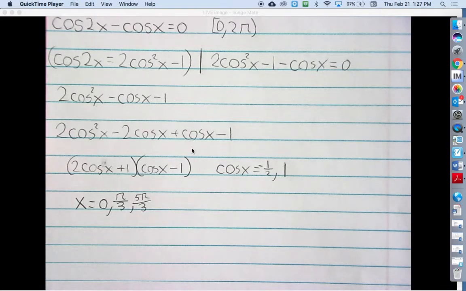Then I just reordered it to make it look more like an x squared minus x minus v problem. And I split it up to make it 2 cosine squared x minus 2 cosine x plus cosine x minus 1. And then that becomes 2 cosine x plus 1 and cosine x minus 1. And your two solutions are negative 1/2 and 1. And then the angles you get are 0, pi over 3, and 5 pi over 3.